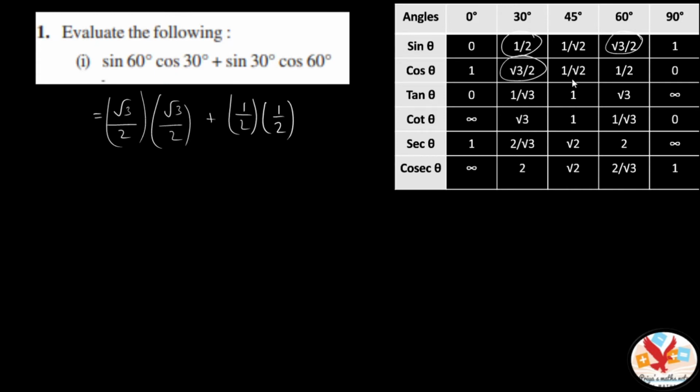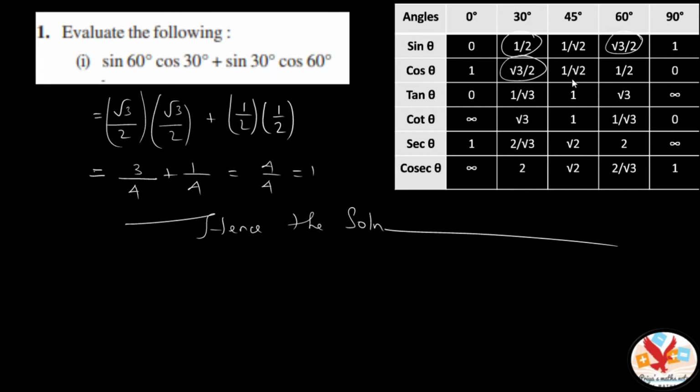Okay, just substitute the values from the tabular column to the question. That's it, and simplify the equation. Root 3 into root 3 is 3, 2 into 2 is 4, plus 1 by 4, which is equal to 4 by 4, which is equal to 1. Hence the solution, which is very simple, right? Just substitute the values from the corresponding tabular column. You have to just remember this tabular column which I have explained in the previous video.